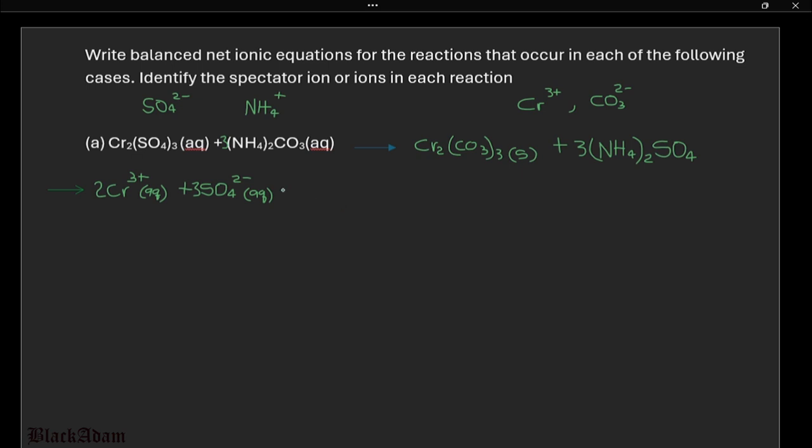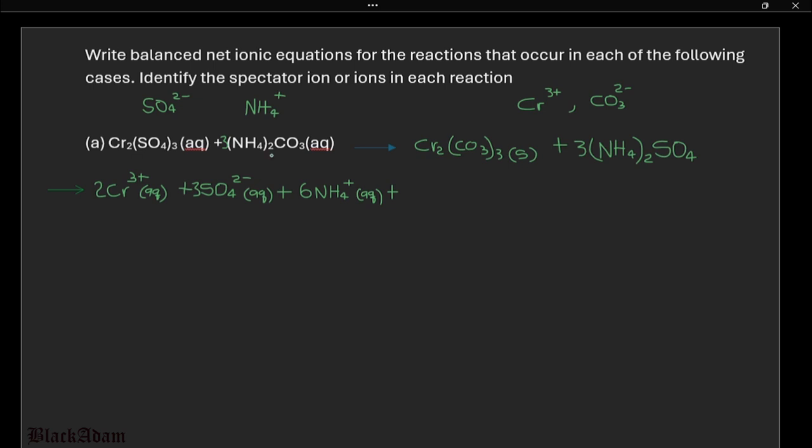Plus we have ammonium. Yeah, that's ammonium there. So how many are there? 3 times 2 is 6. So you have 6 ammonium ions, which is positive, 6 of them, which is aqueous as well.